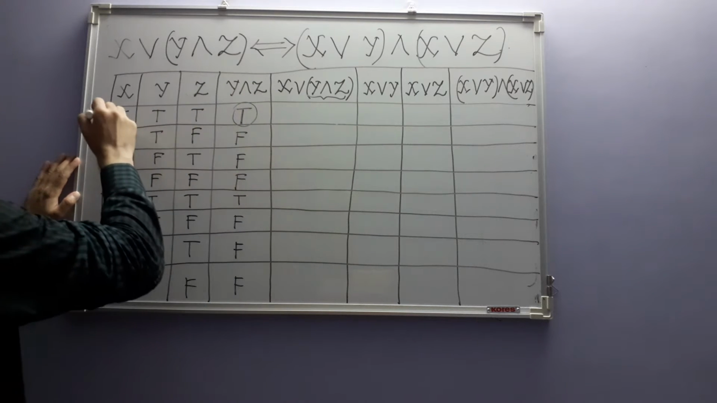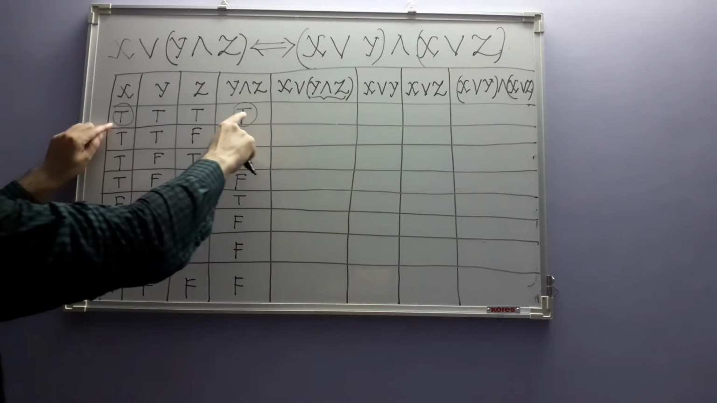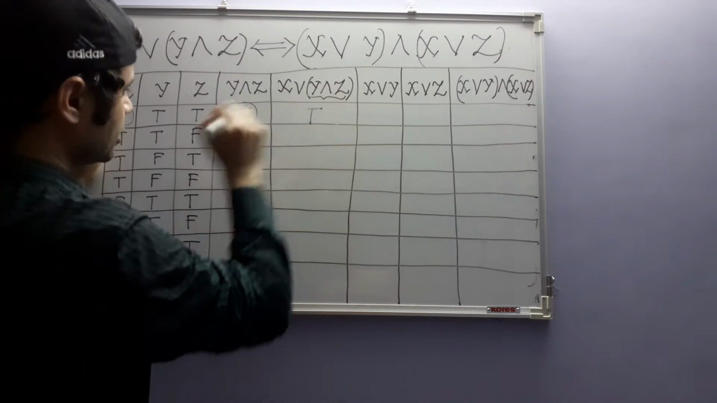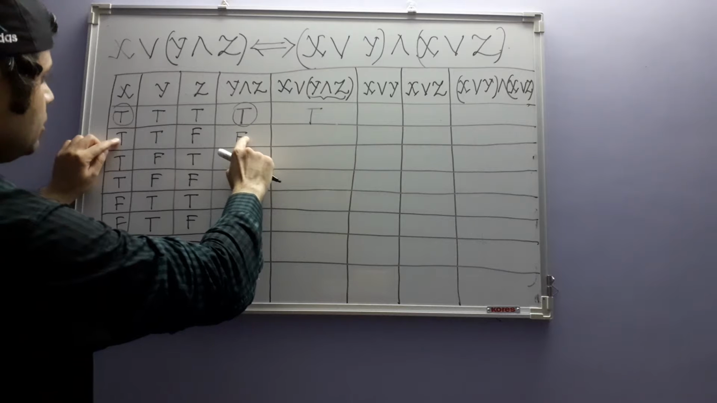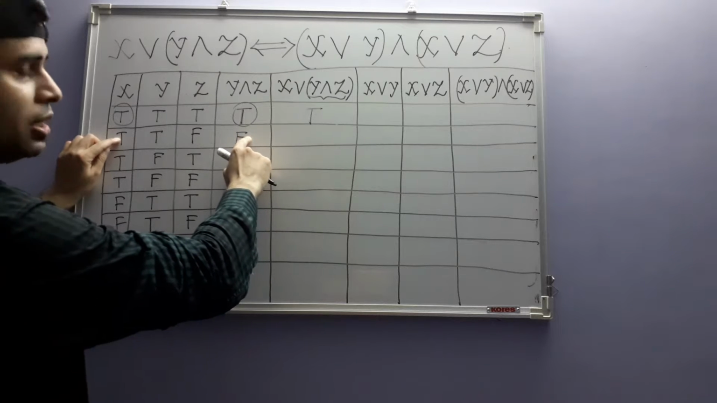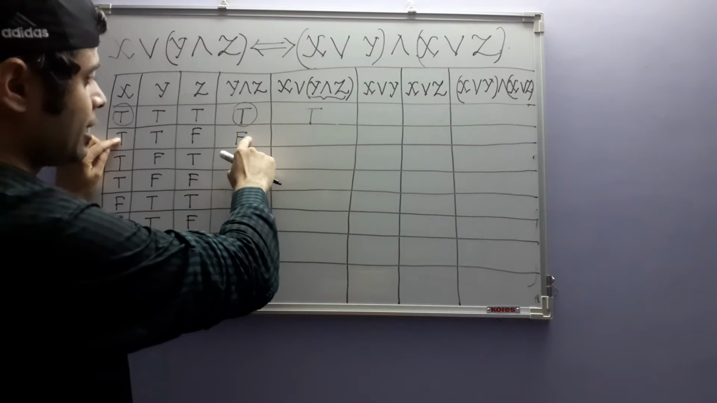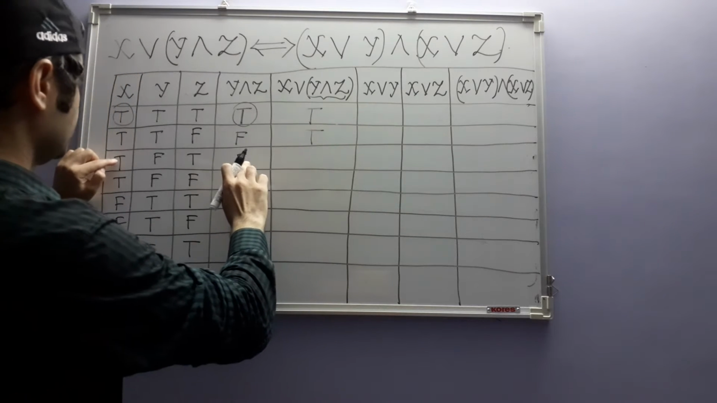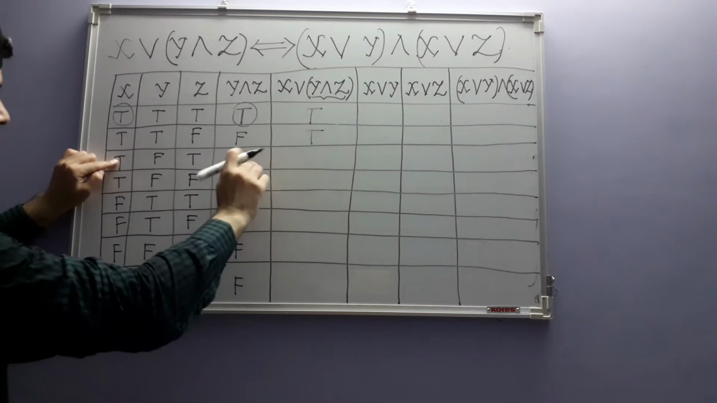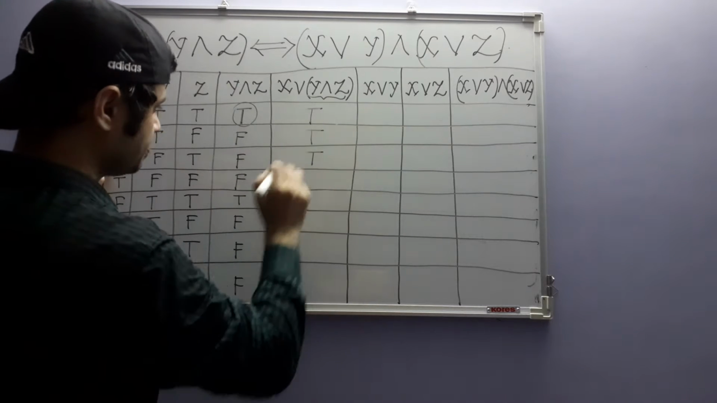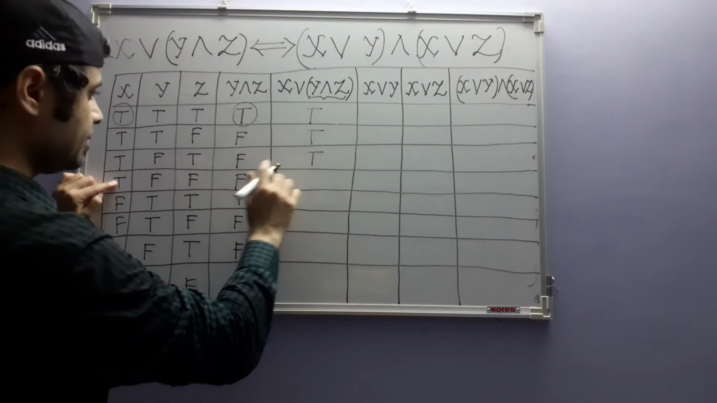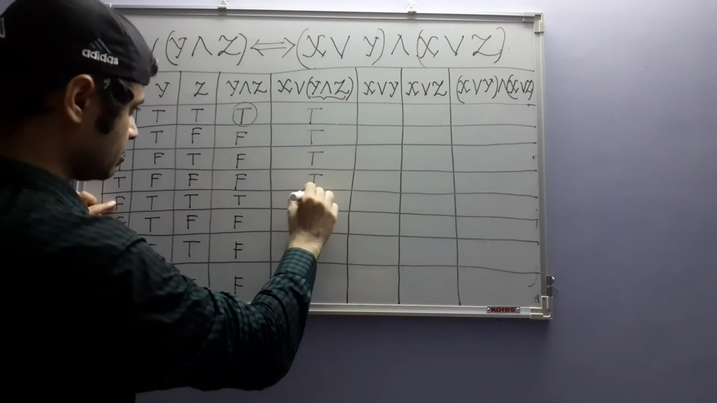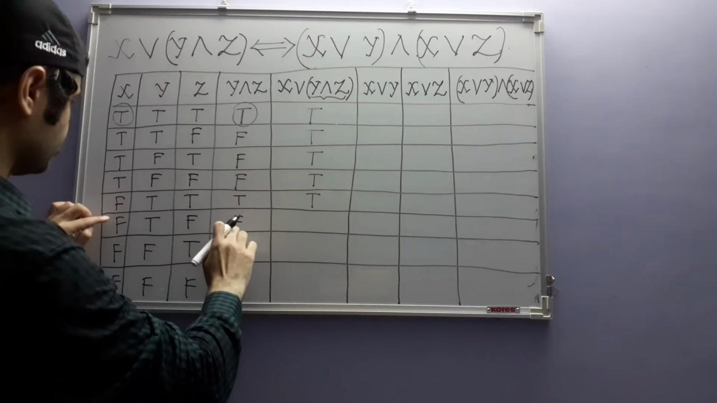This and this. So both the statements are true in this case. So disjunction is true. Here this is false, but this is true. We need only one of them to be true, at least one of them to be true for the disjunction to be true. Here this is true, false, so true. Here this is again true, false, so true. True, false, true. False, true.